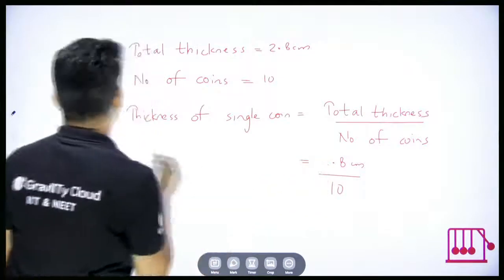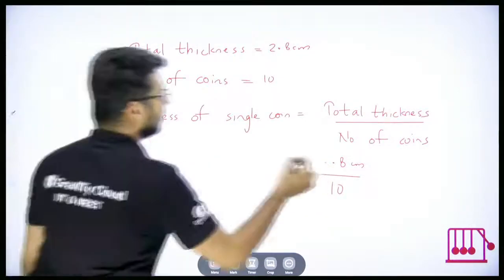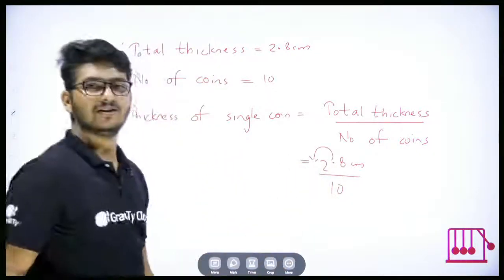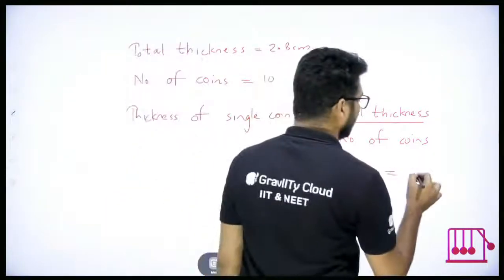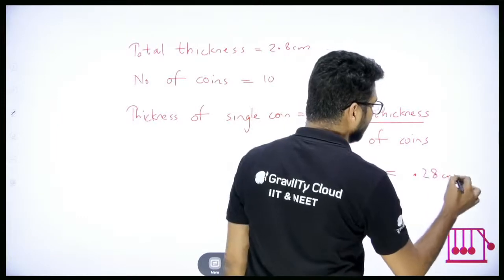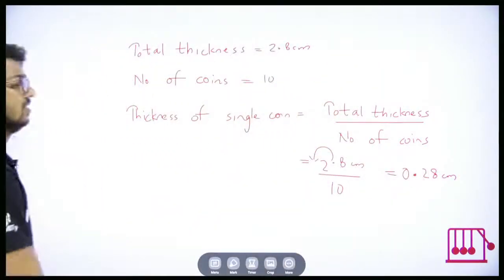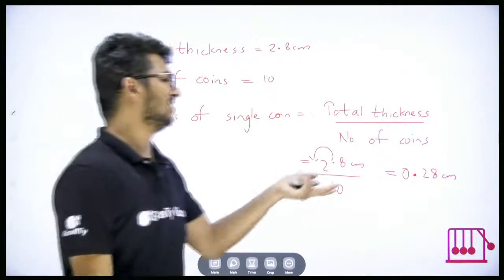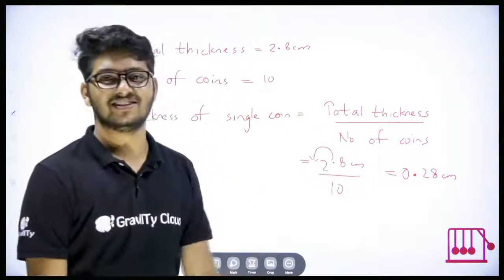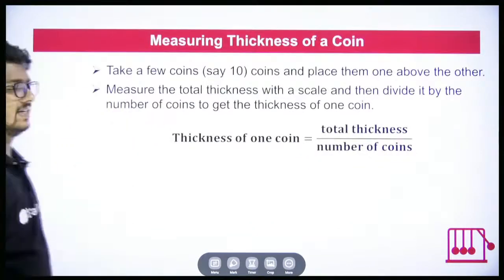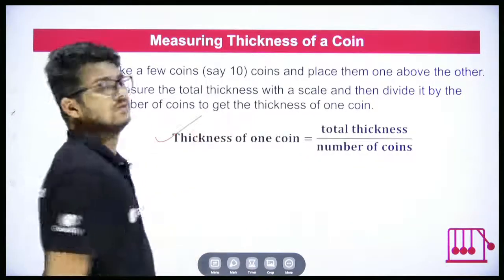I told you when you divide by 10, the decimal will shift towards the left. So what will it become? It will become 0.28 centimeter. And in front of the point you add 0. That's it. It's a convention. 0.28 centimeter. Got it? Simple. So everything is given here. All that we have discussed, you can go through them.